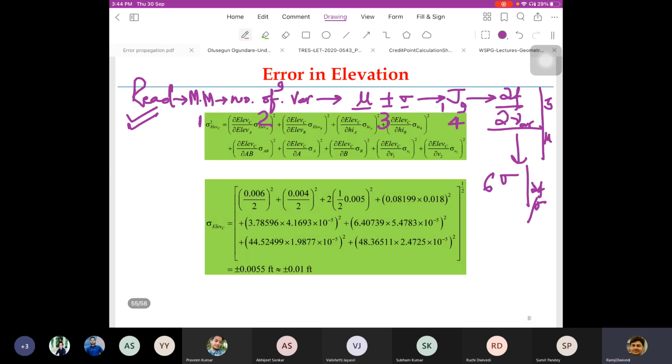You read the problem, develop the mathematical model, understand the number of variables involved, try to get their mu and sigma from the problem, and try to develop the Jacobian. Jacobian is nothing but the partial derivatives. You should evaluate the partial derivatives at all given mu's. Then you can form the sigma, that means the error in the final deliverable with the help of partial derivatives as well as the sigma of variables. That's it. If anyone has a problem, they can ask, because this is the final summary of our last 2-3 classes, the discussion which we had.